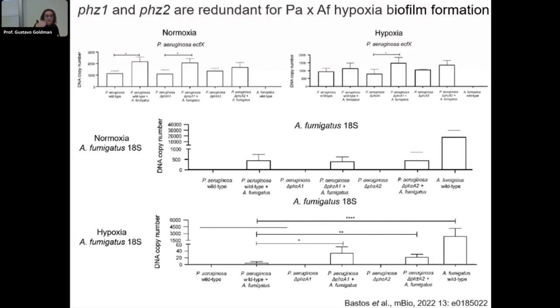We can check the growth by biofilm formation, just by using XTT or something like that. But we can also measure really precisely how many bacteria are there and how many nuclei from the fungus are present. In the beginning, we tried two conditions, normoxia and hypoxia. What you see here are the controls, biofilm of Pseudomonas aeruginosa and the control of fumigatus. And then, of course, when we measure ECFX, there is no fumigatus here.